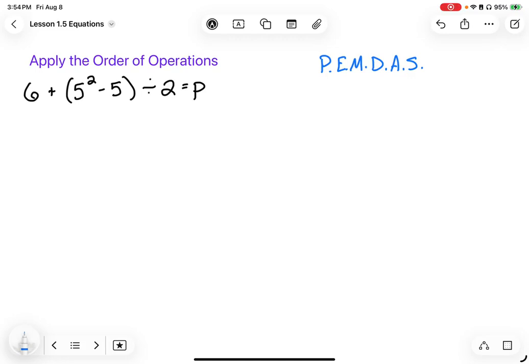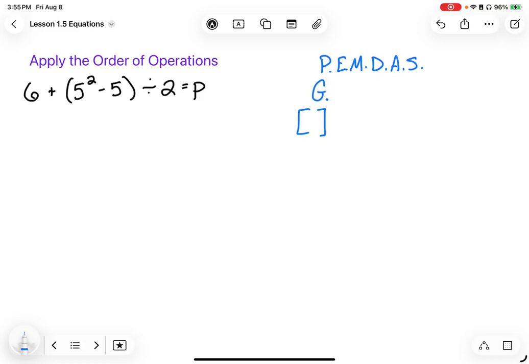The first one is that P in PEMDAS stands for parentheses, and now I think it's time for us to move away from the P for parentheses and move on to G for grouping because we don't necessarily always use parentheses. Sometimes we use brackets, which are these symbols. So let's not use P for parentheses. Let's use G for grouping.